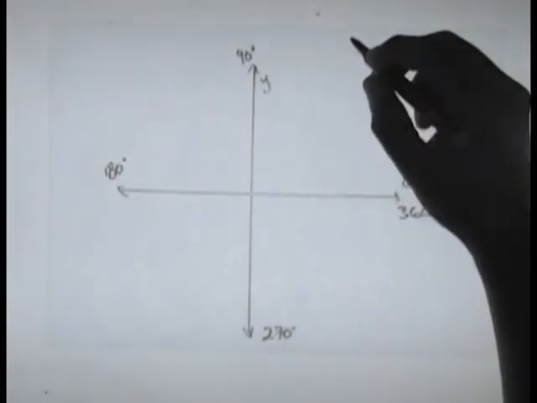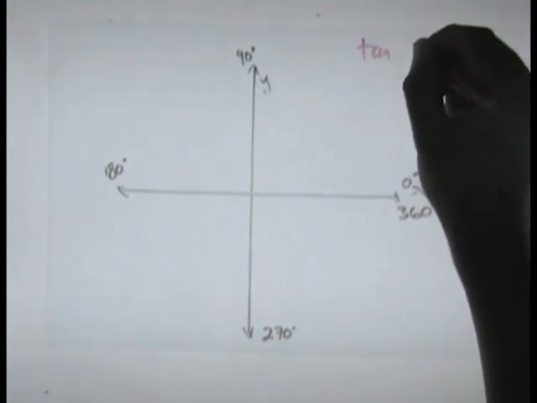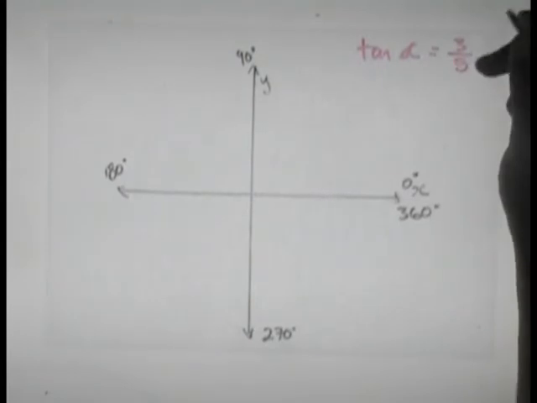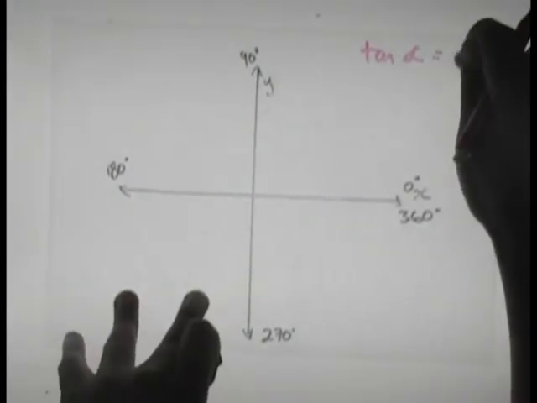The next one I gave you to do read tan of alpha is equal to positive 3 over 5. Sorry, positive 5 over 3.